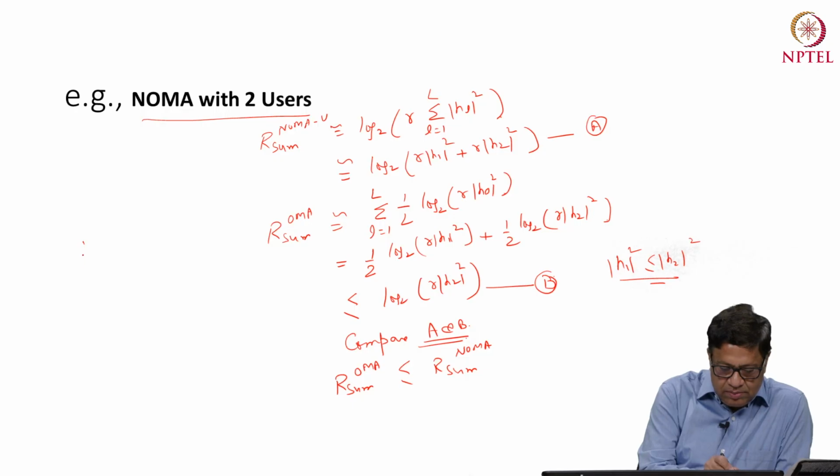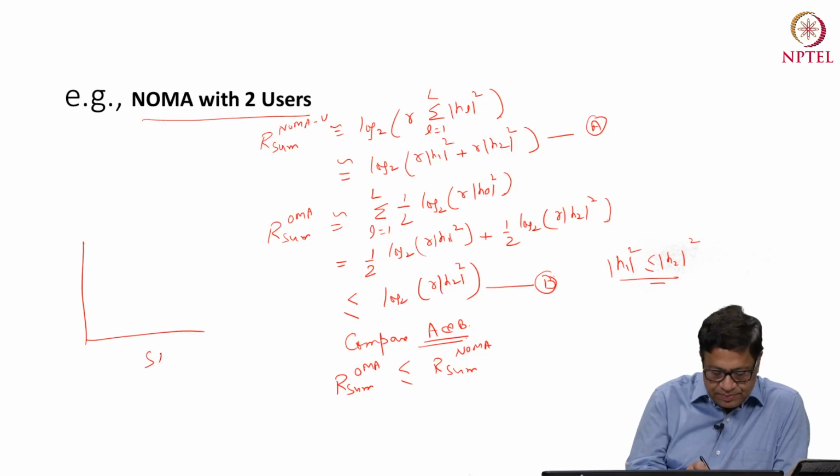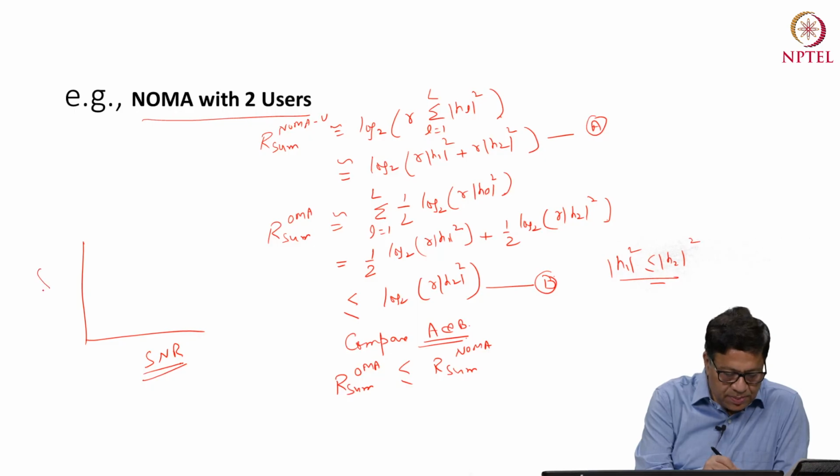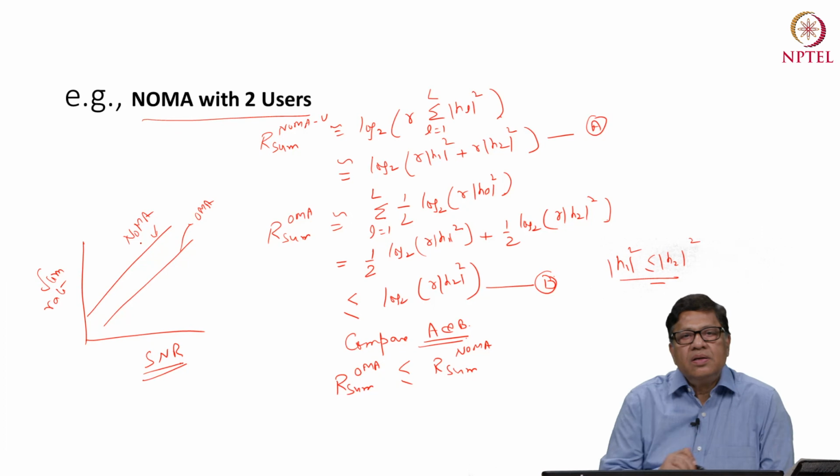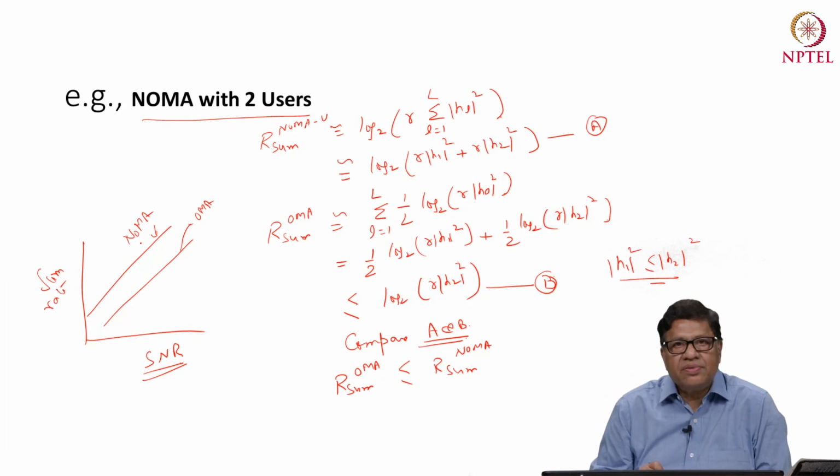So if you plot SNR versus sum rate, this curve will be for NOMA and this will be for OMA. So sum rate in case of NOMA, power domain NOMA, we have seen for both uplink and downlink, it is higher as compared to OMA.